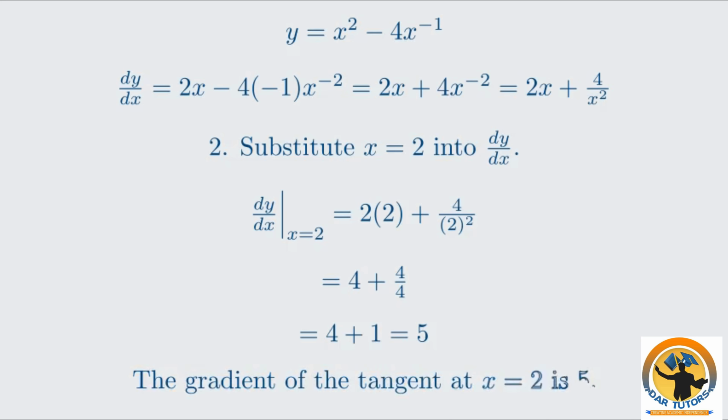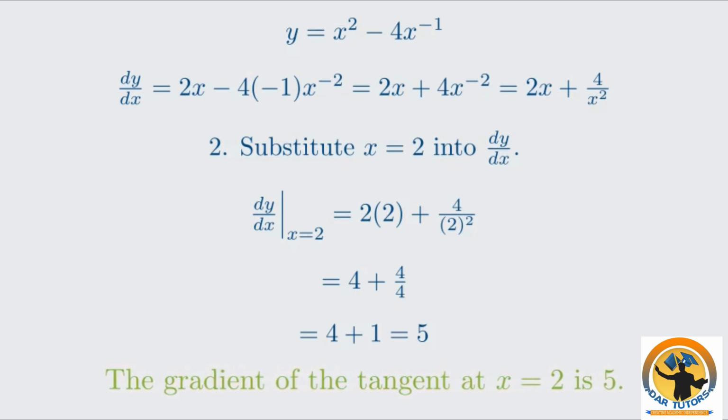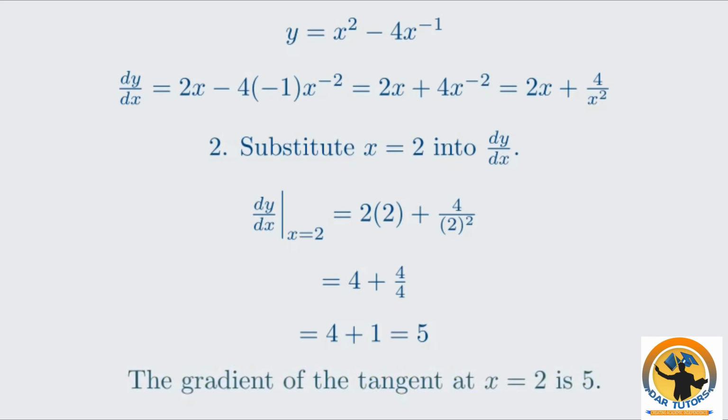So the gradient of the tangent to the curve y equals x squared minus 4 over x at the point where x equals 2 is 5. This means that at that specific point, the curve is rising with a slope of 5. The derivative has a very important physical interpretation. It represents the instantaneous rate of change.